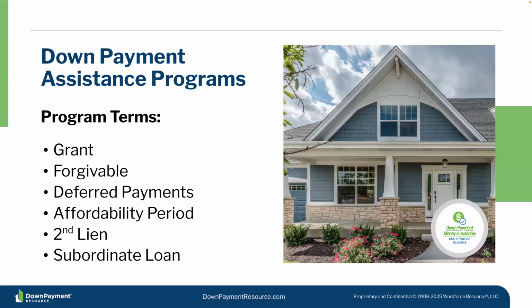So, as an example, many programs stipulate that the buyer occupy the property for a certain number of years. Let's say that'll range from 3 to 10 years, as an example. And then the lien is forgiven, essentially becoming a grant. And for those programs that are not grants, many will take second or third lien position to allow for layering of additional assistance programs.